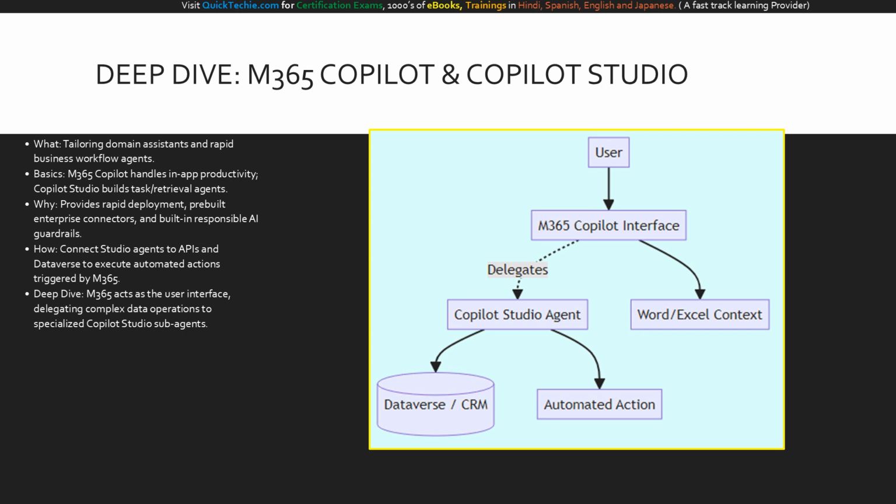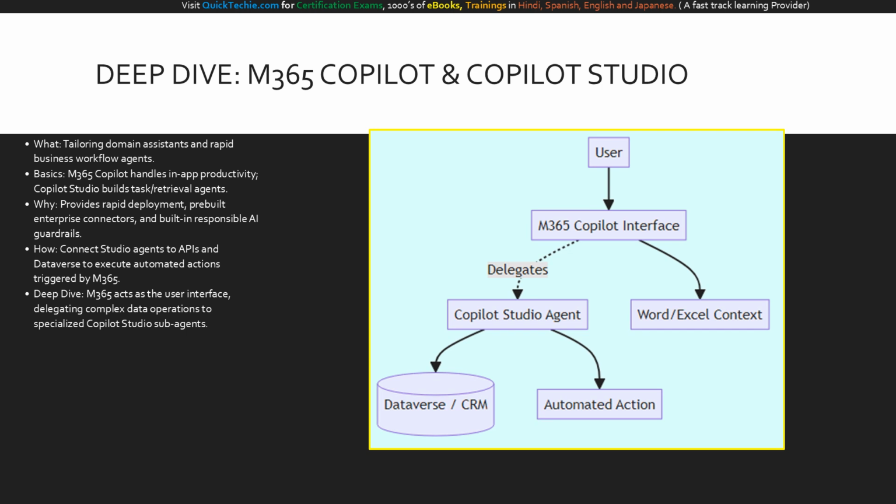What are these best used for in our multi-agent architecture? M365 Copilot is your domain assistant for personal and team productivity: summarizing, drafting, and scheduling right where users already work. Copilot Studio, on the other hand, is for building business workflow agents. The basics here are simple. M365 handles the everyday productivity, while Studio handles tailored, specific business processes.